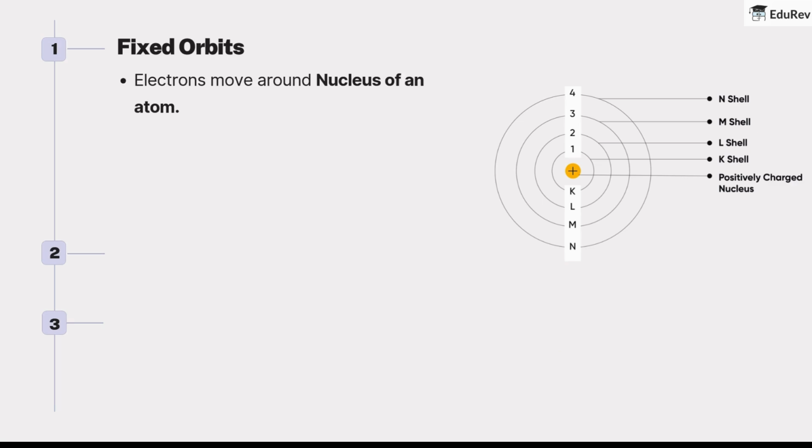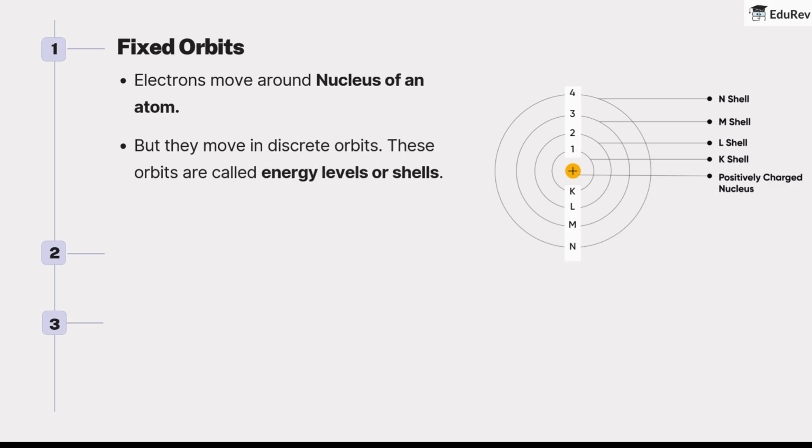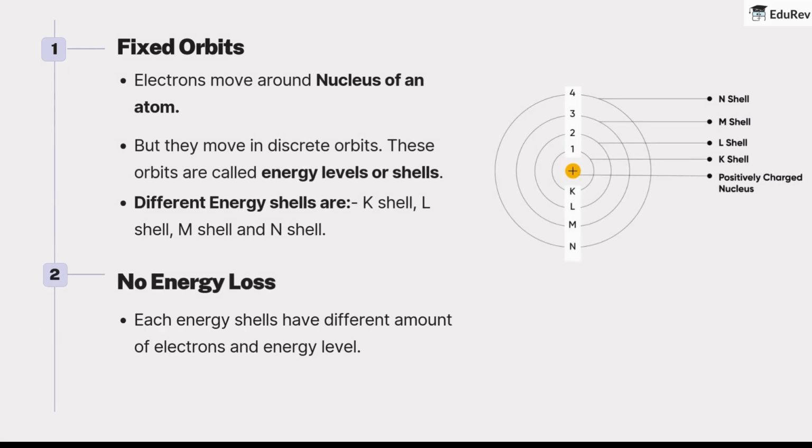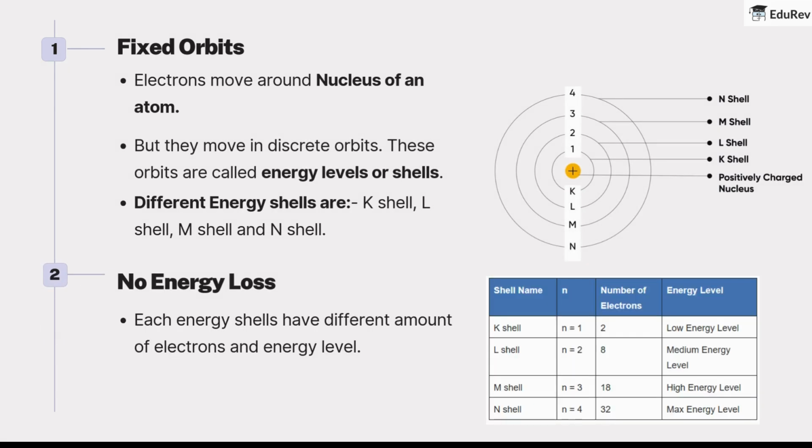As per this model, electrons move around the nucleus of an atom. But they move in discrete orbits. These orbits are called energy levels or shells. Different energy shells are K shell, L shell, M shell, and N shell. Each energy shell has a different amount of electrons and a different energy level. For example, the K shell can hold fewer electrons and has a lower energy level than the L shell, and so on.